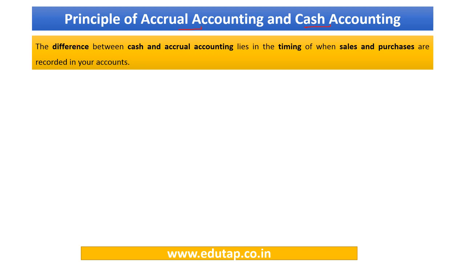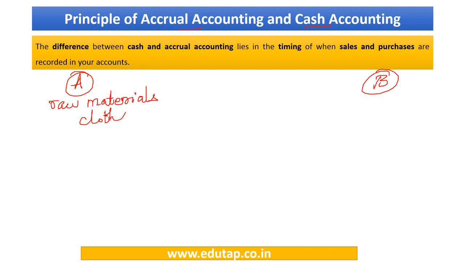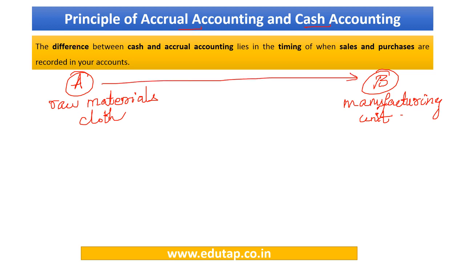Okay, so in our example, we are taking a firm or a company A and a company B. Okay, so company A basically manufactures raw materials, and in our example, let us imagine that they manufacture cloth. Okay, and company B is a manufacturing unit. So what it does is it gets the raw material and it manufactures garments. Okay, now just imagine that these two companies have been in association for a long time and they have been doing business for long.